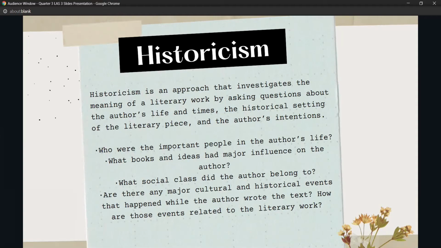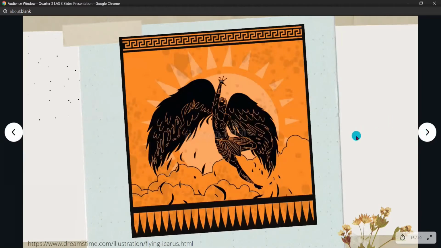Let's pick one guide question. And that is the second guide question: what books and ideas had major influence on the author? Do you still remember the myth Daedalus and Icarus? Recall that in Greek mythology, Icarus is famously known as the son of Daedalus, who became so proud in his heart he thought he could be like one of the gods by flying higher and higher and closer to the sun, despite his father's warnings. The wax in his wings melted and he fell to the sea.